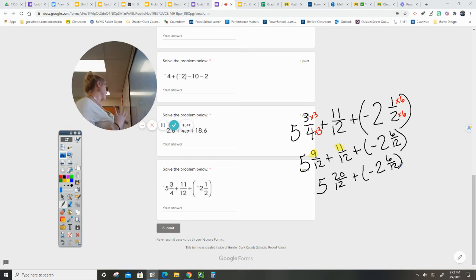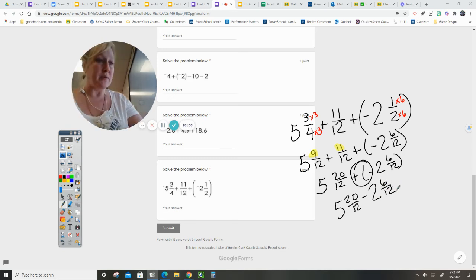Now, this plus and this minus together just makes it a minus. So 5, 20 over 12 minus 2, 6 over 12. Okay, cool. I'm doing good here. So I have a 20 minus a 6. That is 14 over 12. Okay, then I have 5 minus a 2.